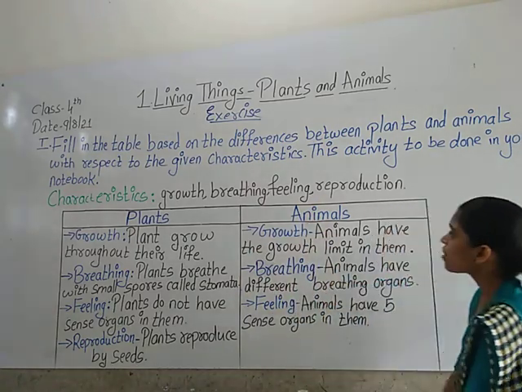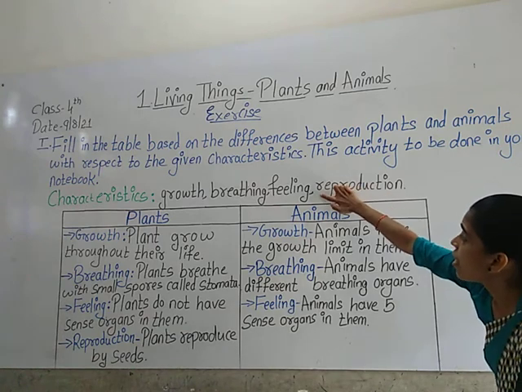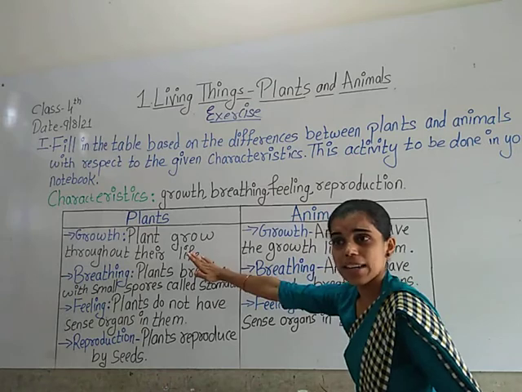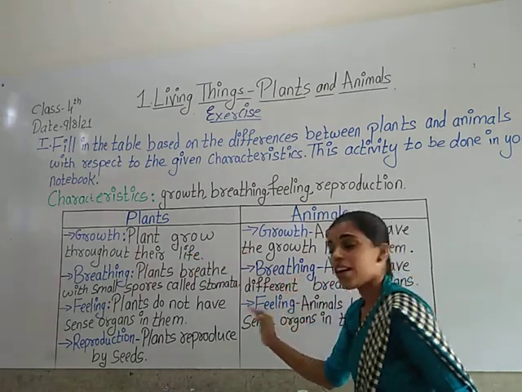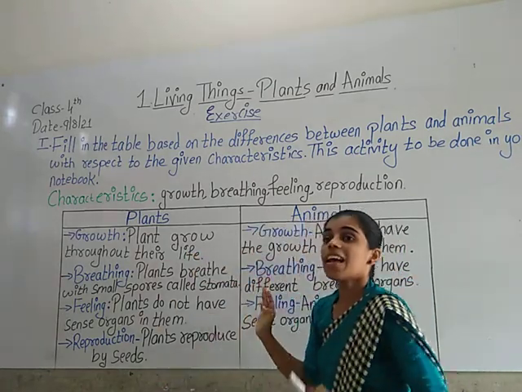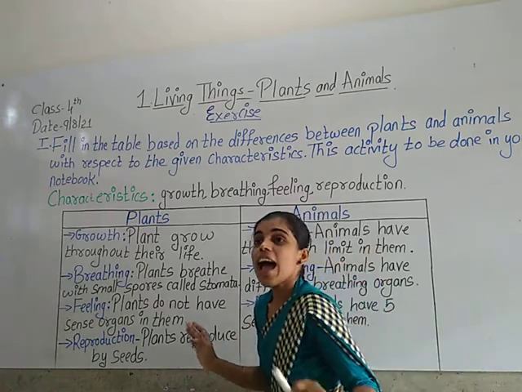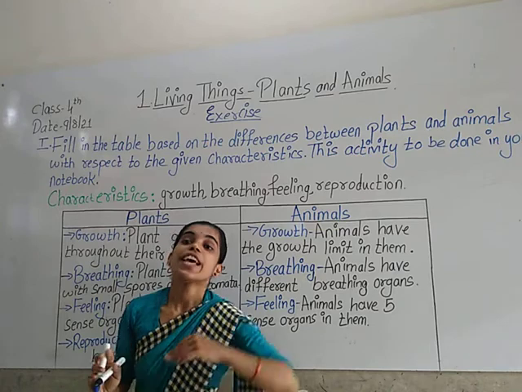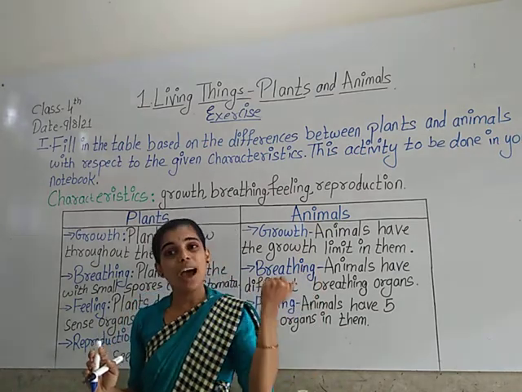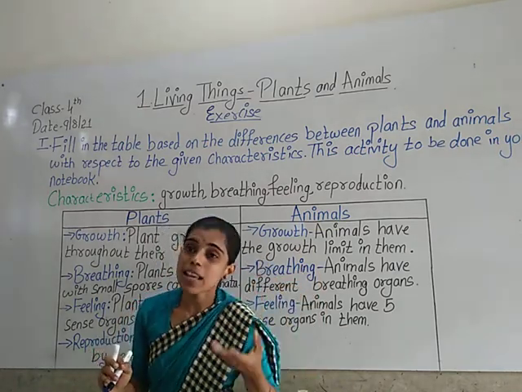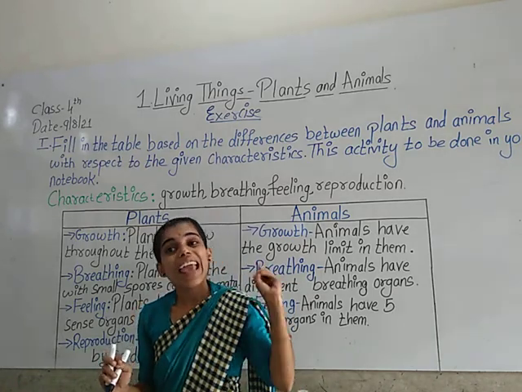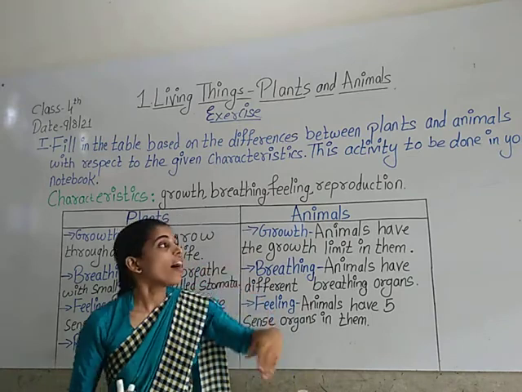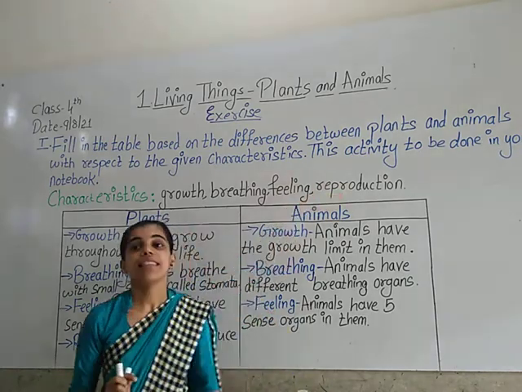Last one characteristic is reproduction. Here on the animal side, reproduction means giving birth to young ones, and some animals lay eggs. By this way they do the reproduction.